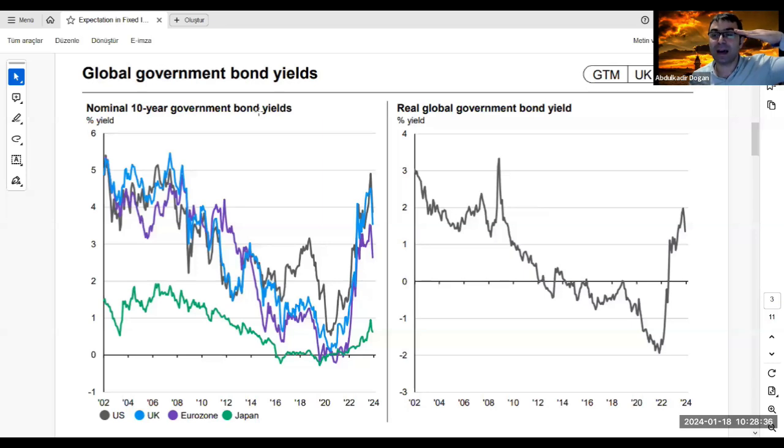If I see a direct number on the screen, this is nominal. Then from that nominal yield, if I subtract the inflation of this country, this will be my real return. So the difference between nominal and real is the inflation rate. If you see here the nominal 10-year government bond yields, these are the direct numbers of the 10-year Treasury bill on the screen. And as you see, the black line is the United States, the blue is the UK, purple is the Eurozone, and the green is Japan.